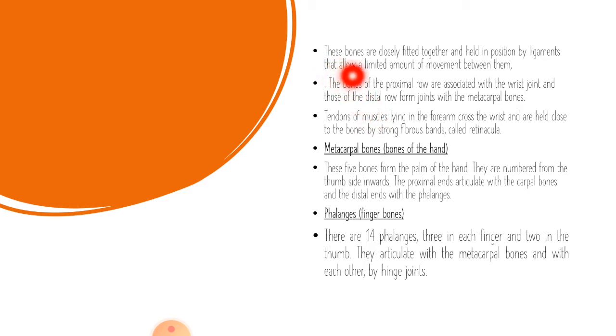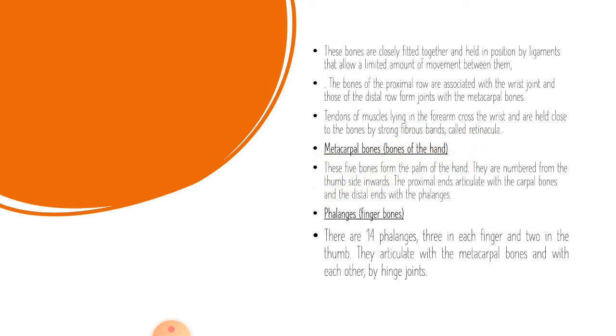So these bones are closely fitted together and held in position by the ligaments that allow a limited amount of movement between them. The bones of the proximal row are associated with the wrist joint, and those of the distal row form joints with the metacarpal bones. Tendons of muscles lying in the forearm cross the wrist and are held close to the bones by the strong fibrous bands called the retinaculum, that we have already discussed.